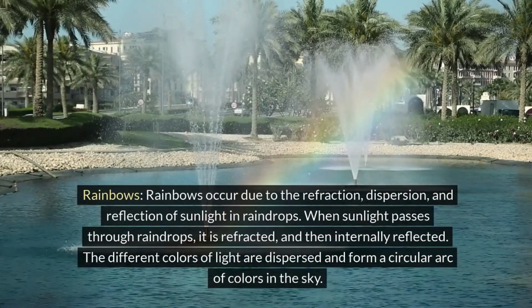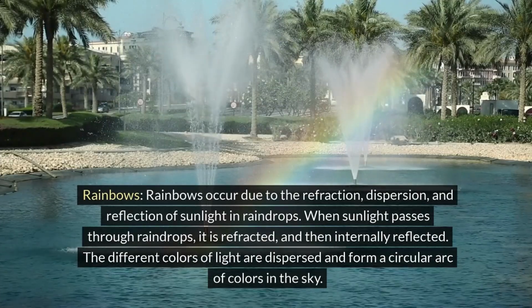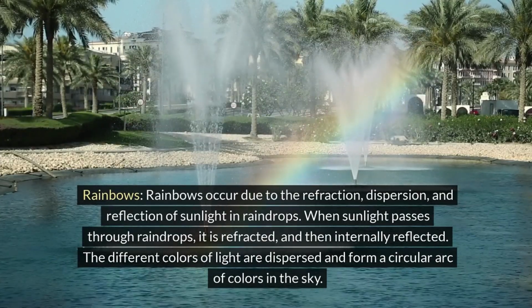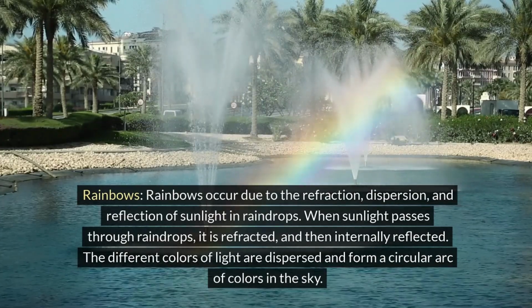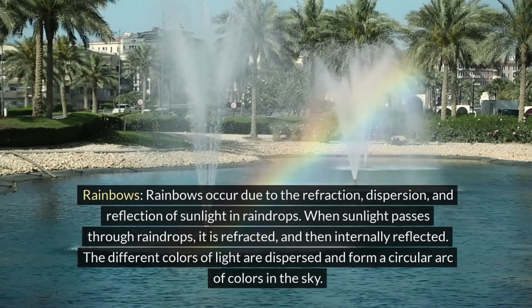Rainbows occur due to the refraction, dispersion, and reflection of sunlight in raindrops. When sunlight passes through raindrops, it is refracted, and then internally reflected. The different colors of light are dispersed and form a circular arc of colors in the sky.